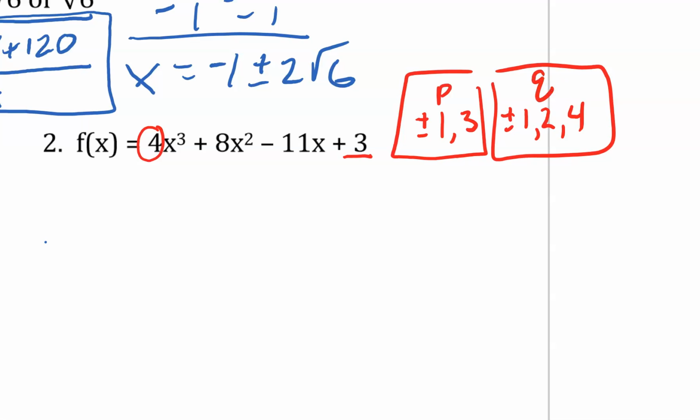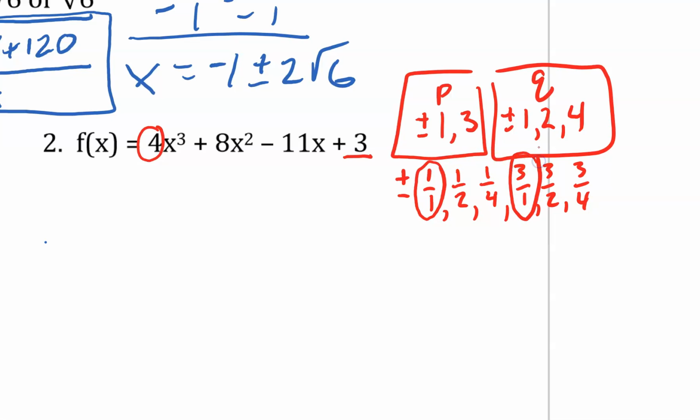So when I take a look at those, these are my p's, these are my q's. As fractions, it's going to be plus or minus 1 over 1, 1 over 2, 1 over 4, 3 over 1, 3 over 2, or 3 over 4. All those are positive or negative. So for me, I think that I would like to start with whole numbers before I get digging into the fractions. So let's try positive 1, and then positive 3, we'll try negative 3, and if we have to, we'll go to negative 1.